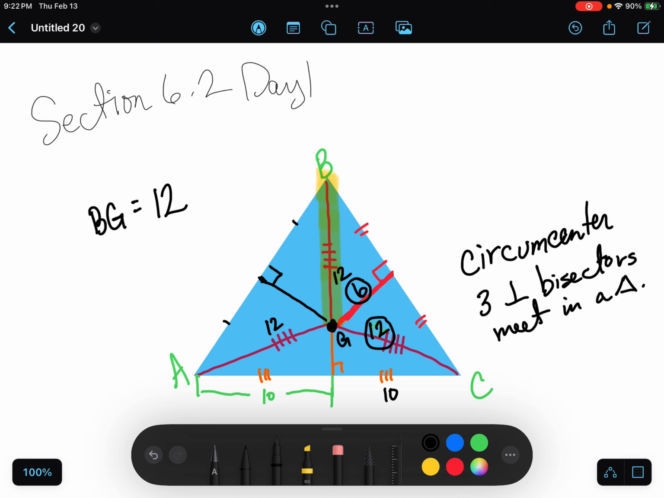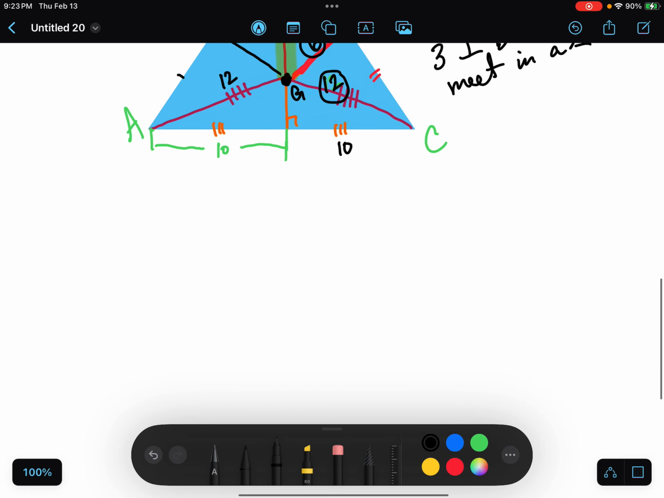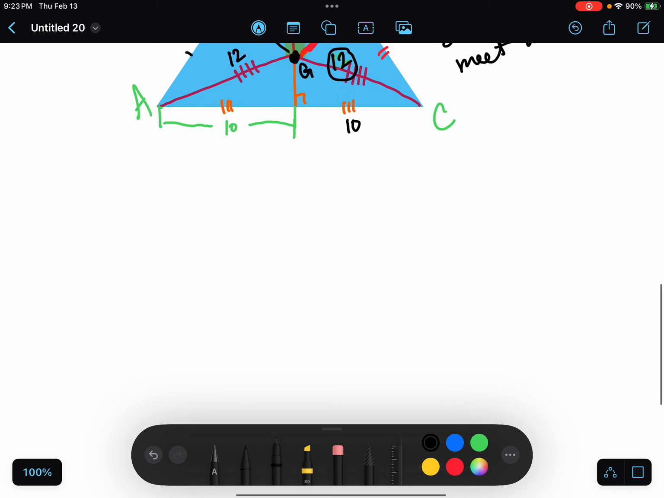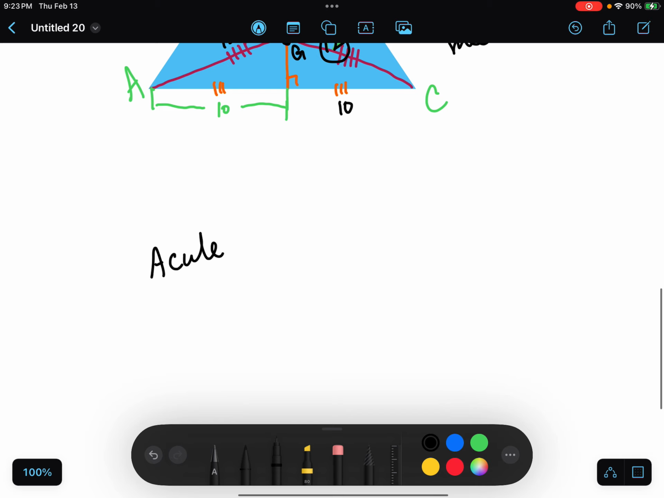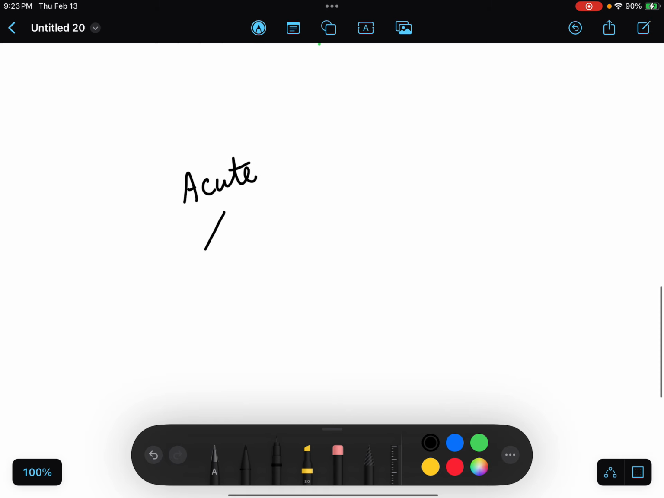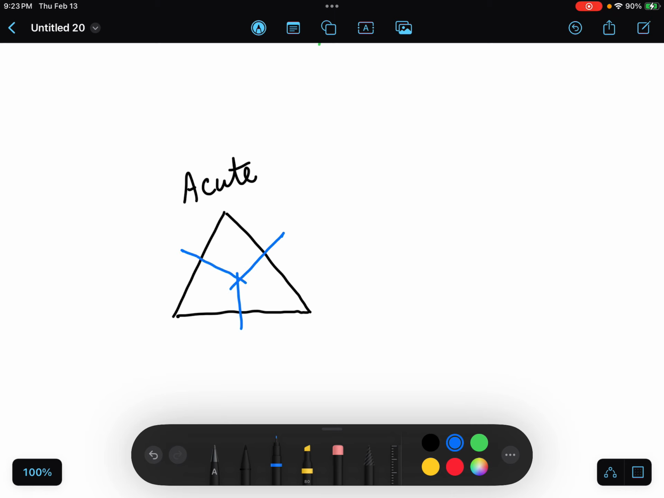Okay? And some other things that are going to happen is if you're an acute triangle, so like the one I had, that circumcenter is going to be inside the triangle. So if I have an acute triangle and I were to draw all the perpendicular bisectors best I can, the circumcenter is going to be inside. Okay?